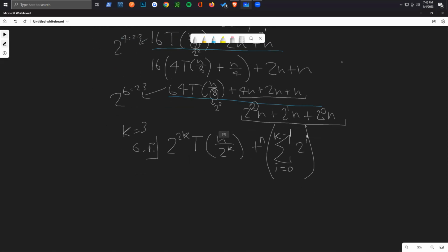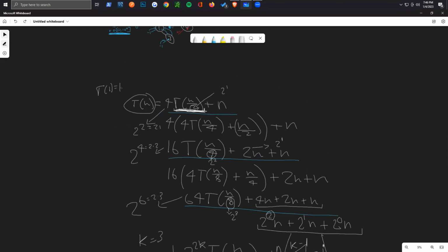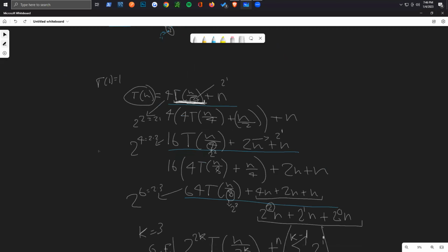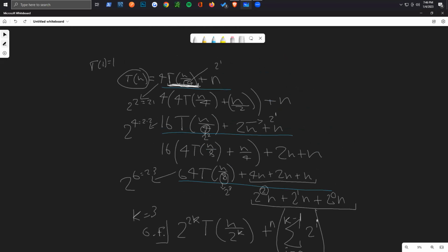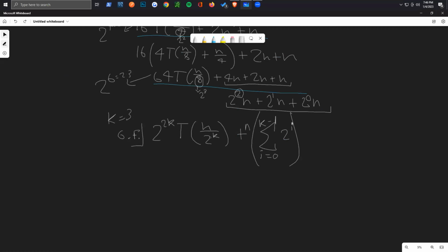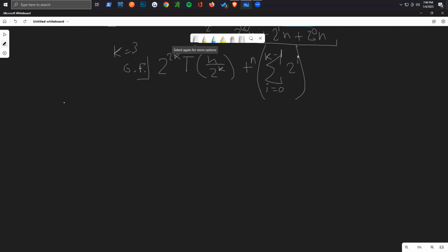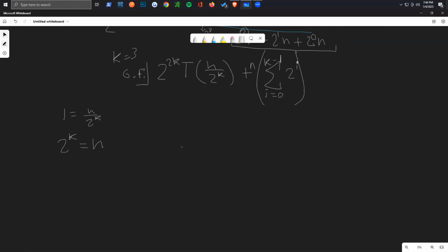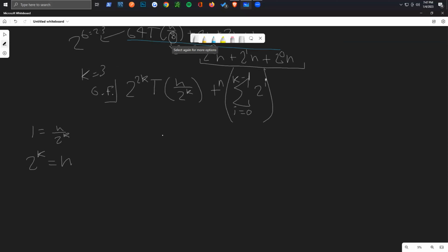And now this is where this value right here comes back into play. So t of 1, you're going to take whatever is inside of the parentheses and set that equal to whatever's in the parentheses for this right here. So we have 1 equals n over 2 to the k. And we just multiply the denominator to the opposite side. So we're going to have 2 to the k equals n. And now we can substitute things to solve for the answer.